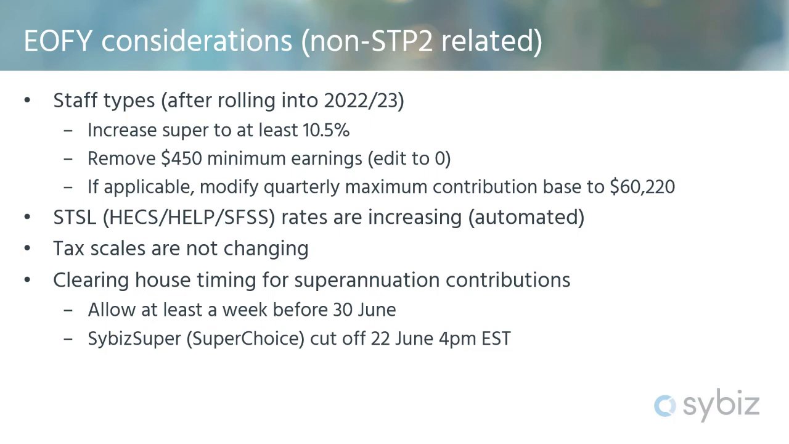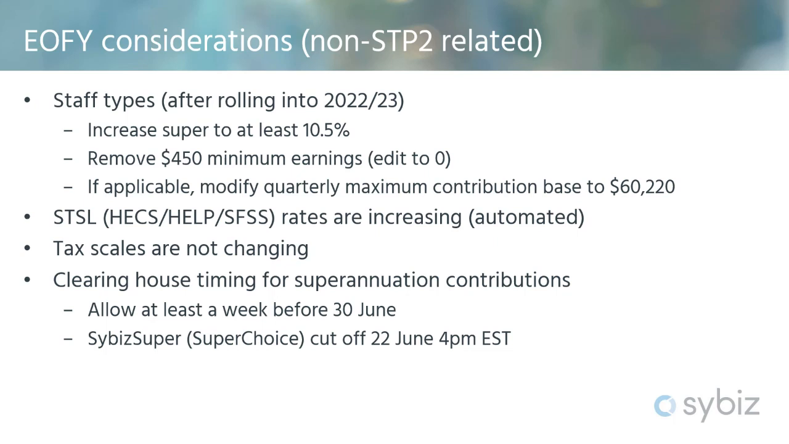What is now called the STSL rates, they are increasing. That's something that is happening on an annual basis, and so that's automated. So you get the tax scale download as part of the normal rollover process, and the tax scales themselves are the same as they were previously, so they're not changing as such. So if you have someone that doesn't have STSL, then their take-home pay will be pretty much spot on in the next financial year as well.